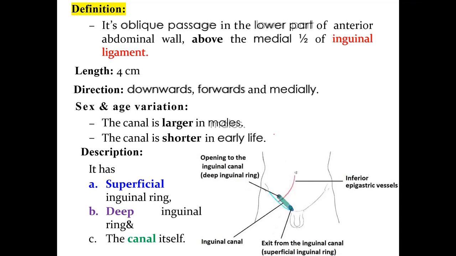Now, describing this canal, it has 2 rings or 2 openings, the superficial and the deep. This is the deep ring and this is the superficial ring. The superficial ring is called the external ring. The deep ring is called the internal ring. And they lie on different planes arising from different structures, lying obliquely. And these two rings are connected by the 4 centimeter canal that is above and medial to the inguinal ligament.